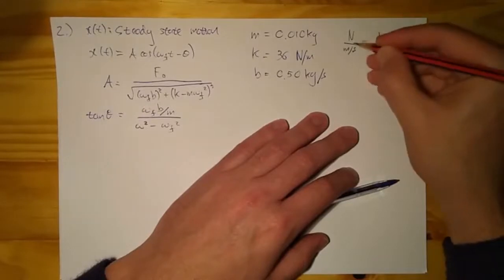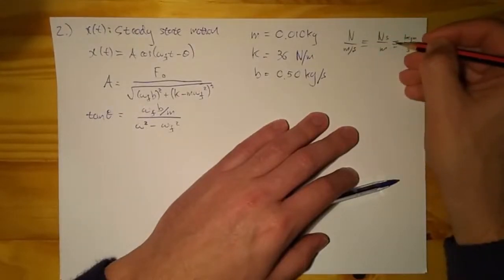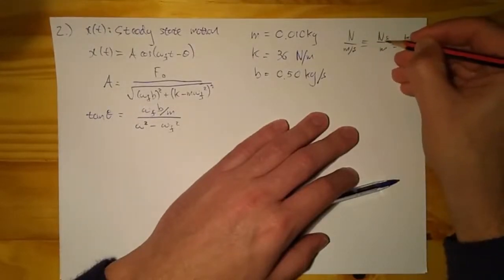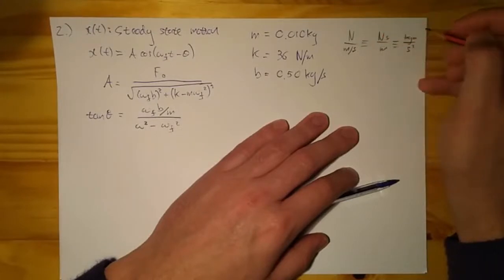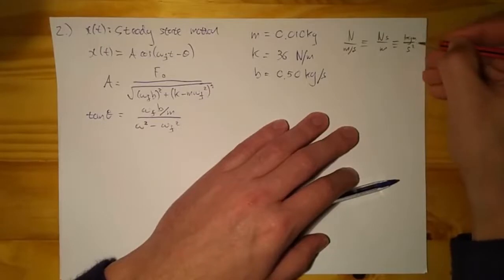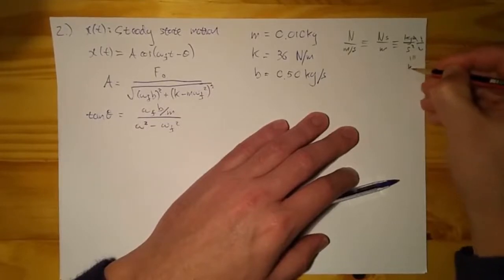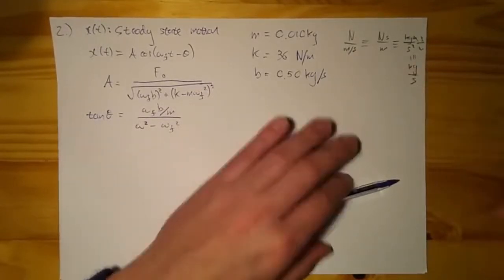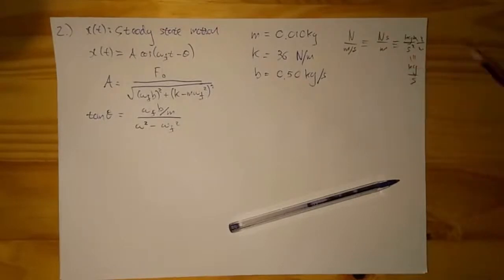Sorry, other way around. Newton per meter per second. No, that's okay. So a newton is 1 kilogram meter per second squared. So over that second per meter, so second, meter, kilograms per second. Okay, so this is sometimes also used for the damping constant.